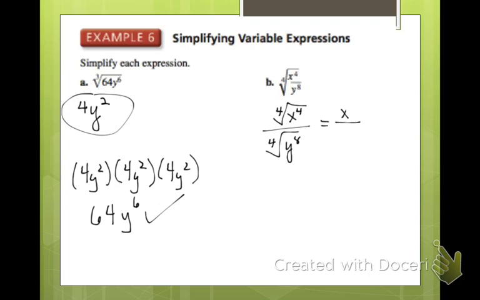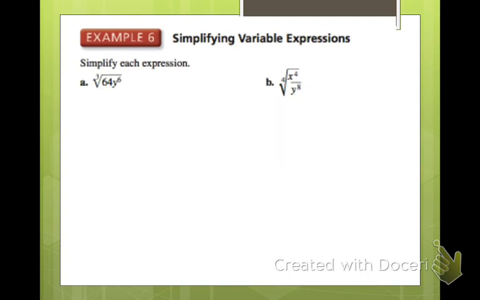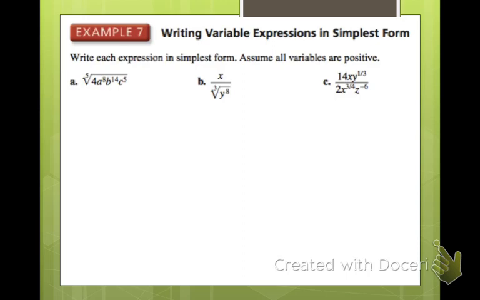How many groups of 4y's are there in y to the 8th? Well, there are 2, with none left. So that's how we can simplify those. Let's try a few more.